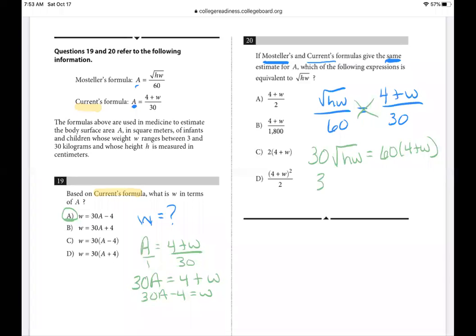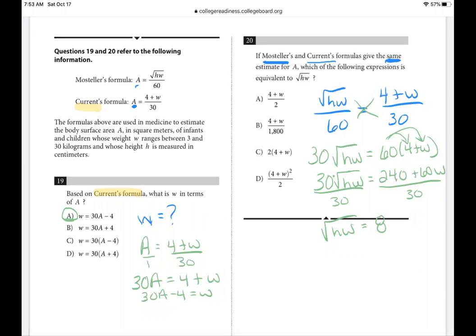I'm going to leave the left side alone for the moment and go ahead and multiply here. So I'll have 240 plus 60W. Again, it might look a little messy because of that square root. We can clean it up a little bit more by undoing this multiplying by 30, if I go ahead and divide both sides by 30. So that will just give me the square root of HW equals 8, since 240 divided by 30 gives me 8, and 60 divided by 30 gives me 2, so plus 2W. It's getting a little bit better.